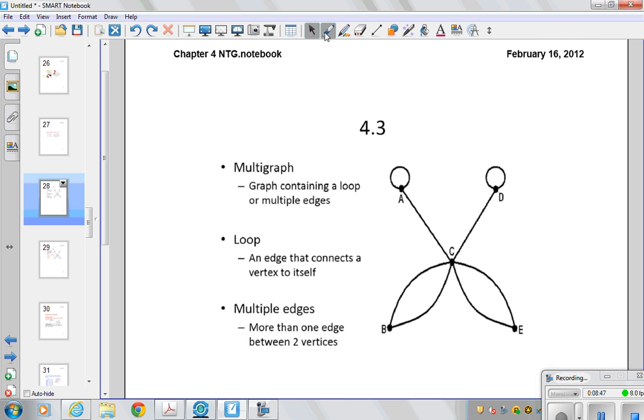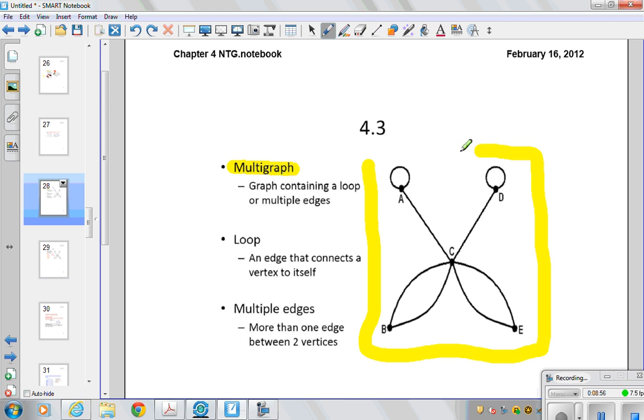All right, some other things to pay attention to in this section is that this is a multigraph. What I'm highlighting is a graph that has either a loop or multiple edges. Of course, you know what multiple edges are: that is when there are multiple edges connecting two vertices. Now, a loop is this thing right here, and we drew that about 2 slides ago. So hopefully you guys will get that. Of course, if I'm going too fast, feel free to pause the video so you can take notes.